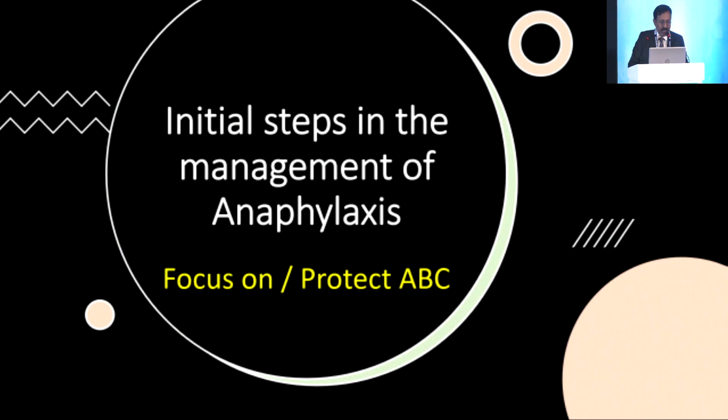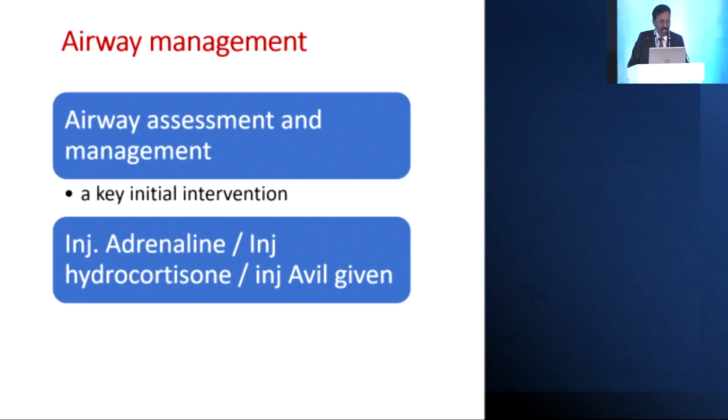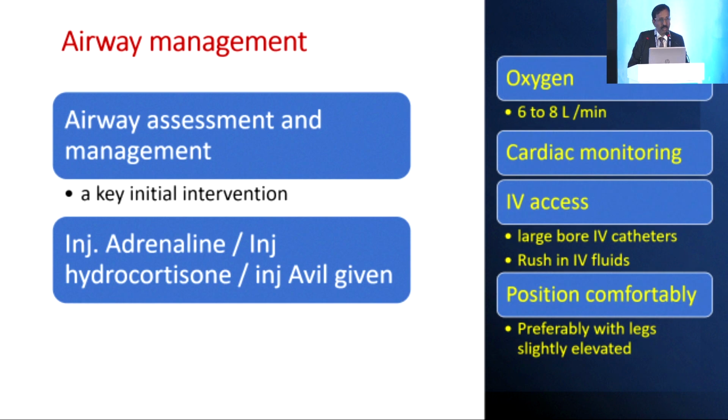So the initial steps in the management: basically, protect the airway. This is a key intervention, along with adrenaline injection and a cocktail of hydrocortisone and injection Avil. And also support with oxygen, cardiac monitoring, and you need to have IV access and position the patient comfortably in the same place with legs elevated.